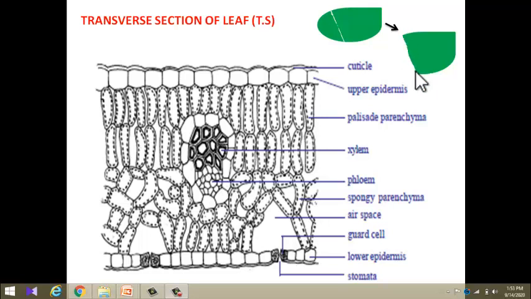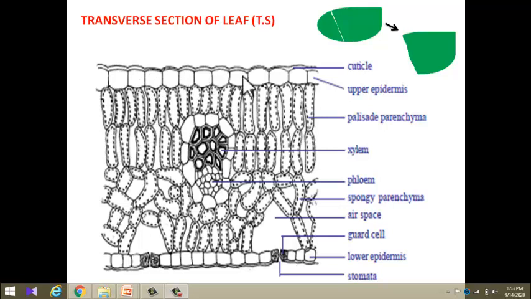What are the structures that we find in transverse section? We find upper surface, lower surface which is on the other side, then a middle region. That is what is shown here. Upper surface, lower surface and a middle region.